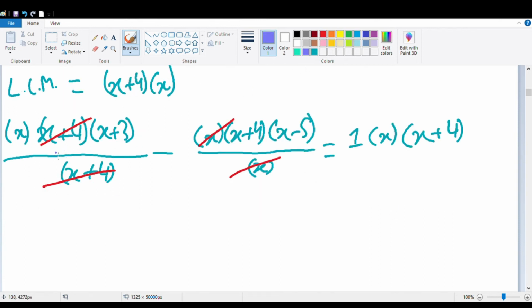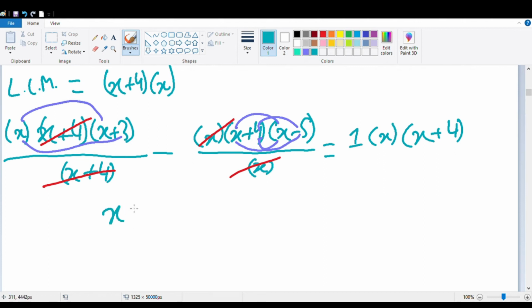So x into x is x squared, and x into 3 is 3x. x into negative 5 is negative 5x. 4 into x is 4x, and 4 into negative 5 is negative 20. Let's write that all down.